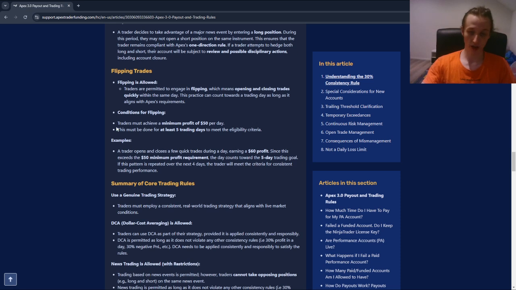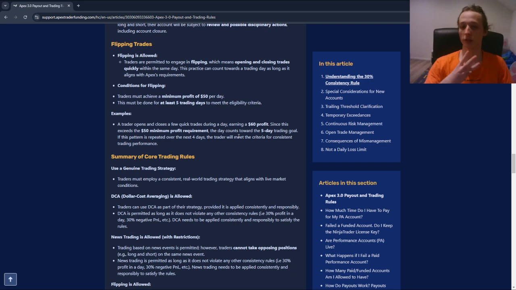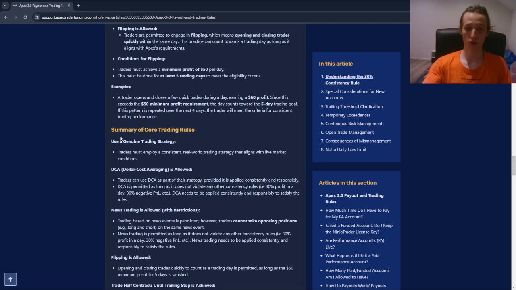The conditions for flipping are as follows. Traders must achieve a minimum profit of $50 per day. This must be done for these trading days to meet the eligibility criteria, and the other 3 days you can just flip it if you want. A trader opens and closes a few quick trades during a day, earning a $60 profit. Since this exceeds the $50 profit requirement, the day counts towards the 5th day trading goal. If this pattern is repeated over the next 4 days, the trader will meet the criteria for consistent trading performance.